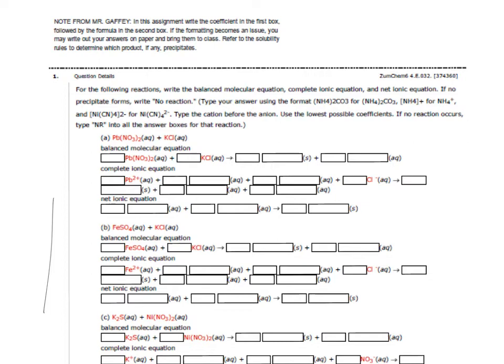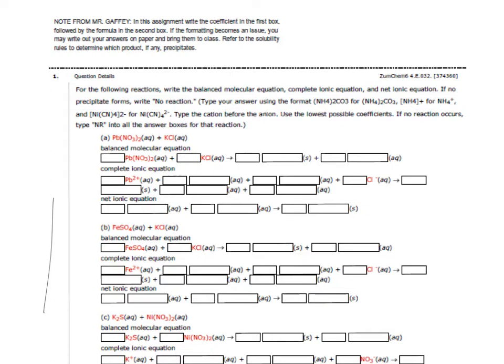under where it says question details, if there's no reaction, write no reaction. And then formatting wise, if there's no reaction, type NR into all of the answer boxes for that reaction. Okay, and that'll come up in this example. Let's look at part A.